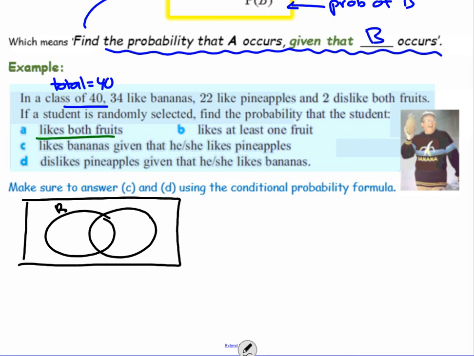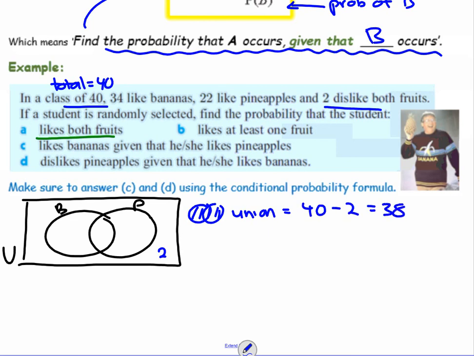Bananas, pineapples. And don't forget to label the universal set. So let's see. We know that there's 2 that dislike both fruits, so we've got a 2 out here. So the union, basically this thing, must equal 40 minus 2. So there must be 38 in total in that union.